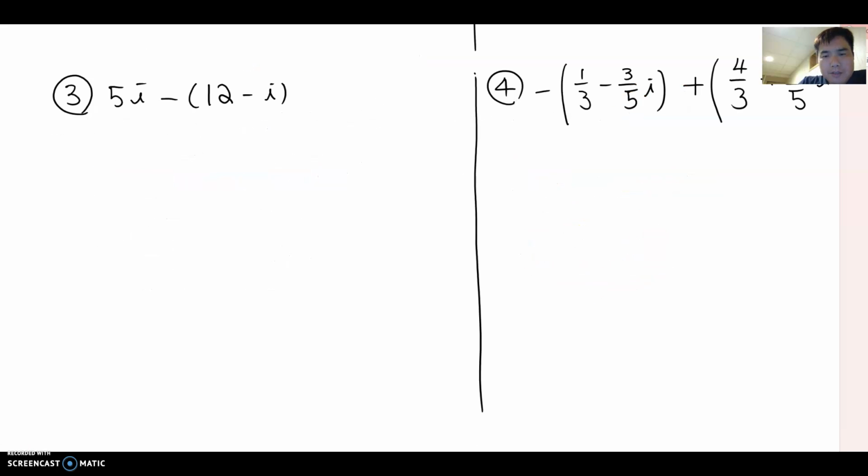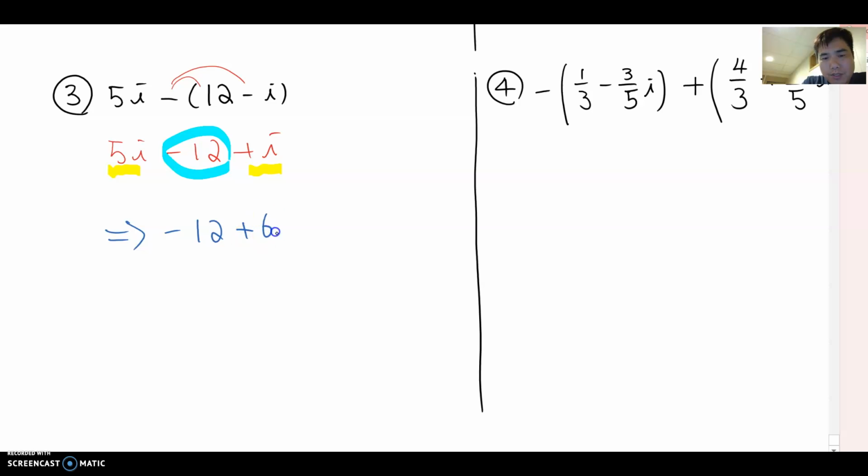Okay, let's continue. Number 3: 5i minus (12 minus i). Same thing, I will distribute this, then it becomes 5i minus 12 plus i here. This is the only real term, and now we have two imaginary number terms, which are 5i and i. When you simplify this, it becomes negative 12 plus 6i.